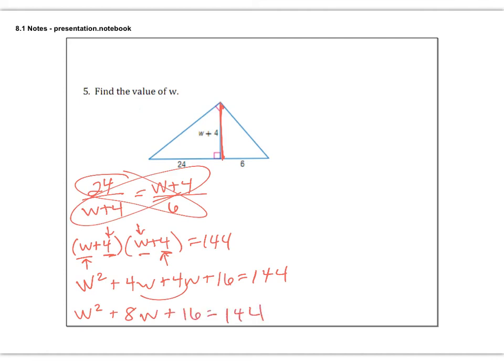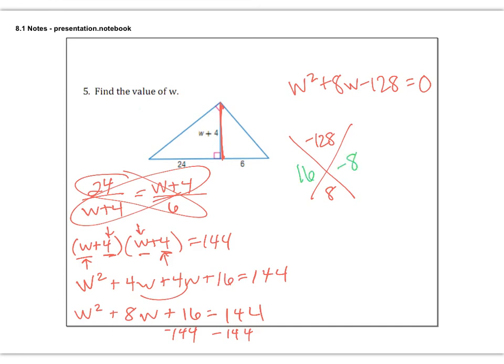But then a lot of people get stuck here on what to do next. They try to move the 16 and things like that. What you actually want to do is get a 0 on one side. So subtract your 144. And you're going to wind up with W squared plus 8W minus 128 equals 0. So at this point now, you're going to do something called factoring. So you're going to try to think of what two numbers multiply to be negative 128, but add to be 8. It turns out that I think it's 16 and negative 8.